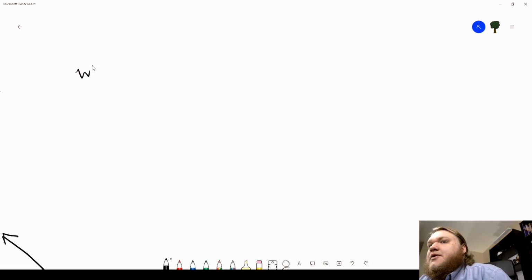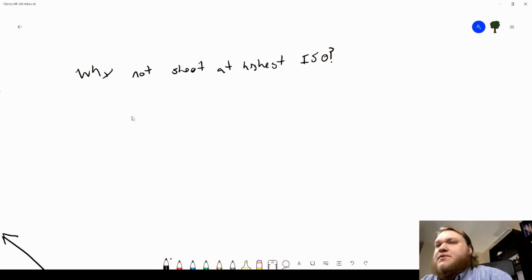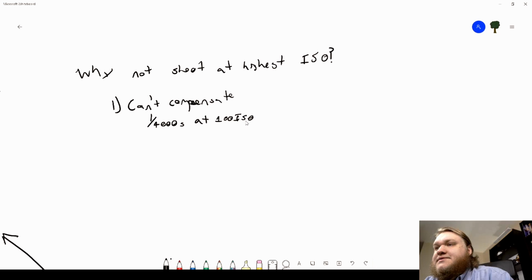So that brings us to the other point. Why not shoot at the highest ISO? There are some good reasons. The first one is you might not be able to compensate. If your camera only goes to 1/4000th of a second shutter speed, and for this particular image you're at, say, 100 ISO, if you bump it up to 200, you can't go any farther. You can't do 1/8000th of a second at 200 because the camera just doesn't do that. So that's one reason why you might choose a lower ISO number.